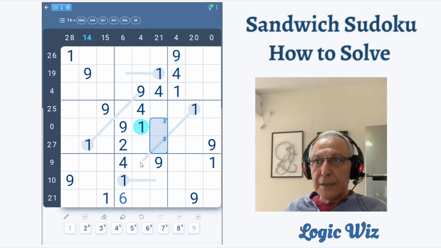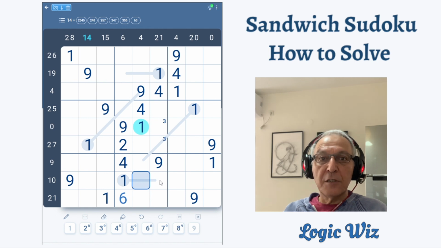Let's look at this box. 8 can no longer be here or here because it's consecutive to the 9. It also cannot go in this cell because we are not going to have any digit to put at the end of the Thermo line. So 8 here can go only here.